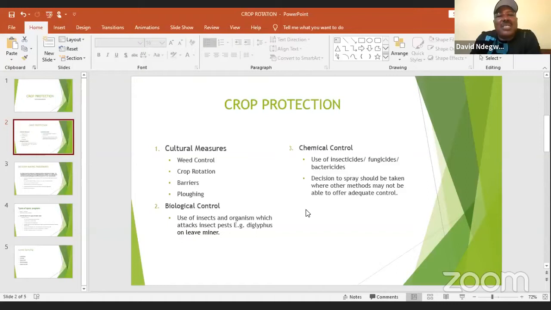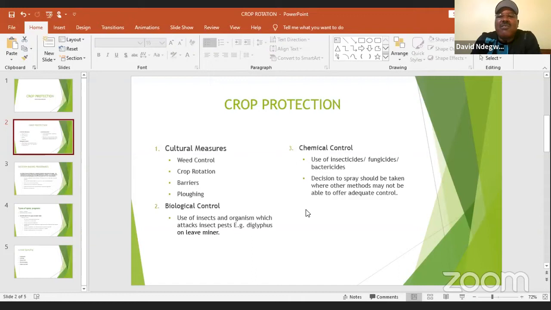Basically, as Peter mentioned, we have three major controls, which can be termed integrated crop or pest management, or crop protection. You cannot just use one option and say we're going to protect the crop. And why do we need to protect the crop? We need to protect the crop because our target is to get maximum production from the crop that we have planted.